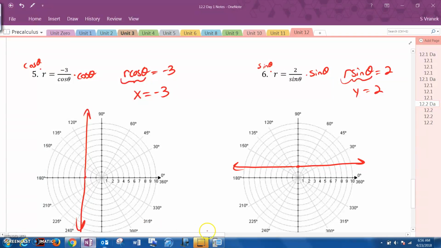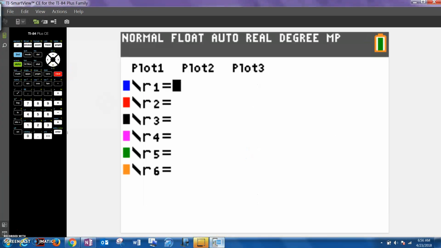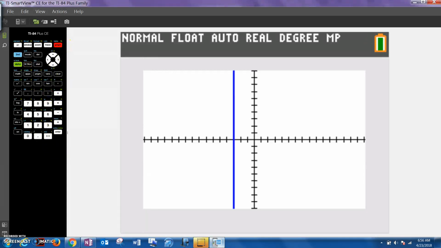Let's say you're not sure. I wanted to check -3 over cosine theta. -3 divided by cosine theta. And there it is, a vertical line at x equals -3.